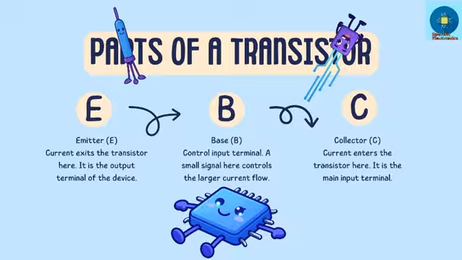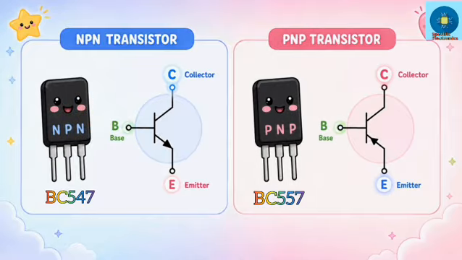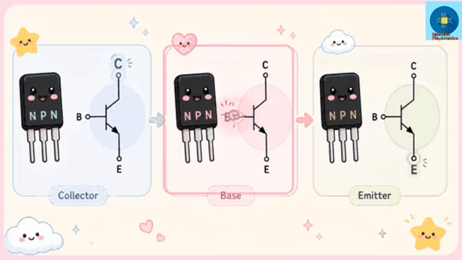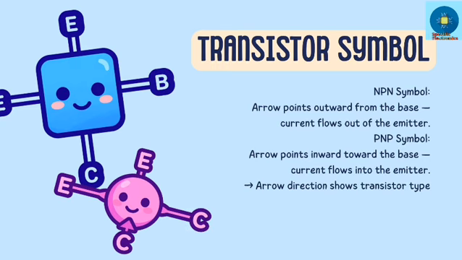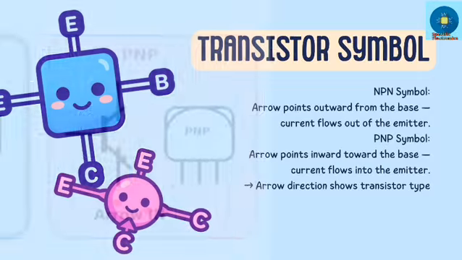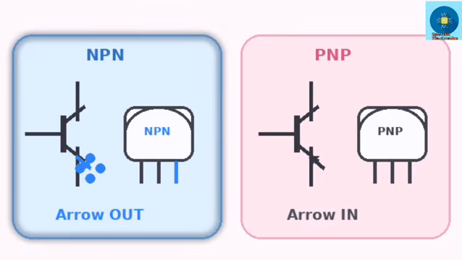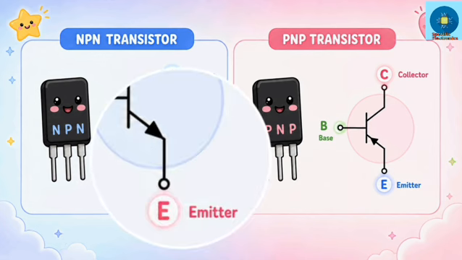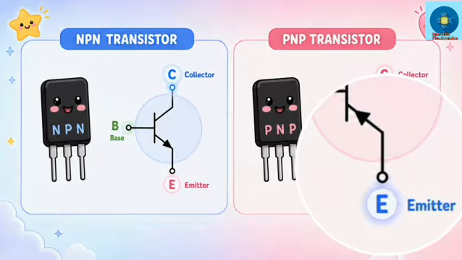Now let's look at the transistor symbol. Every transistor has three terminals: collector, base and emitter. The symbol of an NPN transistor has an emitter arrow pointing outwards, and the symbol of a PNP transistor has an emitter arrow pointing inwards. A simple trick to remember is arrow out means NPN and arrow in means PNP.